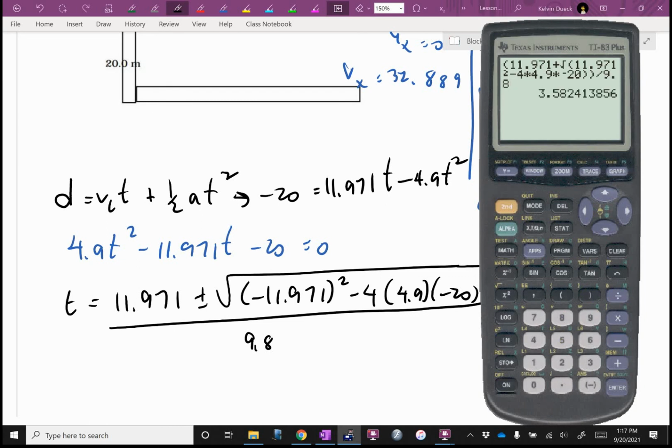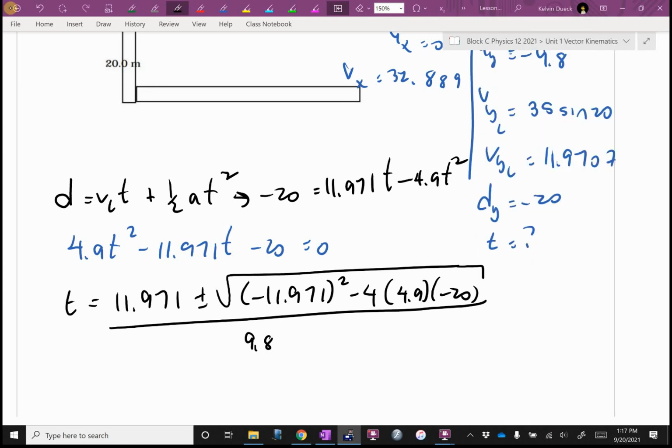Oh, I got a typo here. Is it 3.58? It is? I'm right? 3.5824? Okay, I don't have a typo here. Okay. And a negative root that I'm going to ignore. Did that work? Yeah. This is what they wanted me to find.